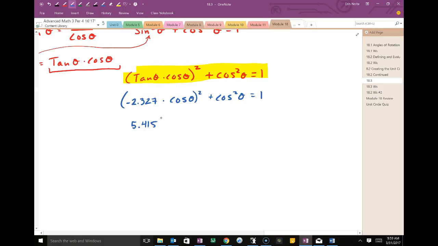Okay, so it has to be positive, right? Because squaring a negative is going to be positive. So you have to be smarter than the calculator.